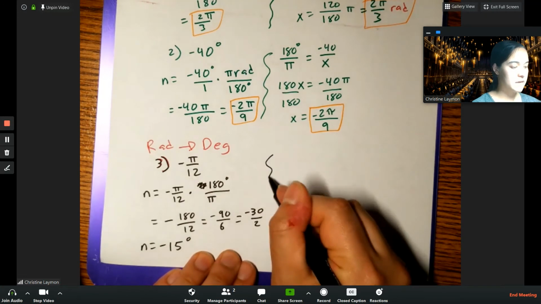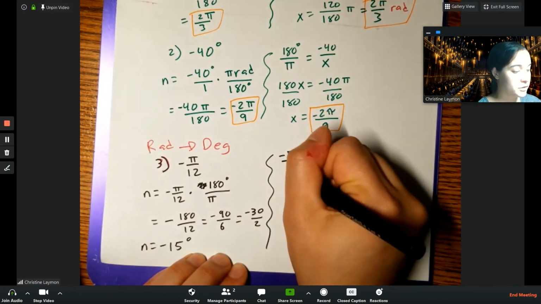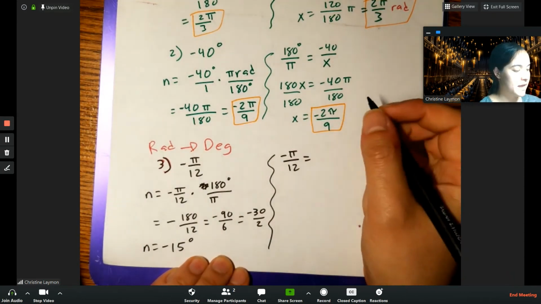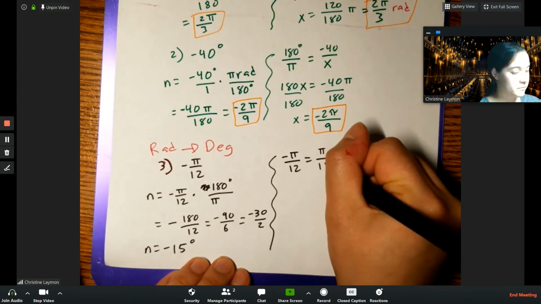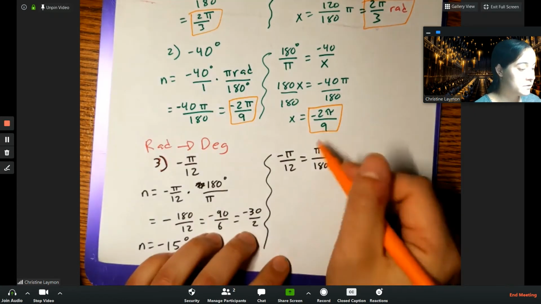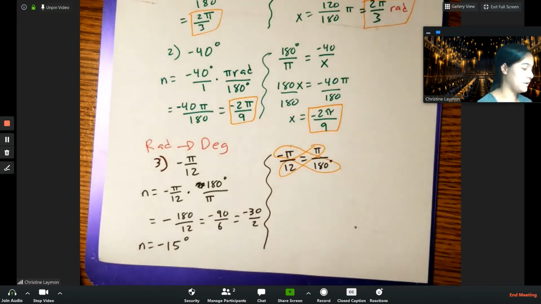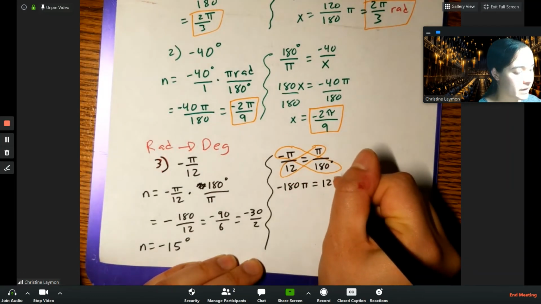Let's do the same thing using the ratio method. I have negative pi over 12. Again, this top is my radians. So negative pi over 12 radians equals pi radians over 180 degrees. And as before, we're going to go ahead and cross multiply. So again, I'm using butterfly method. Come along this way, come along that way. Okay, so we have negative 180 pi equals 12 pi.